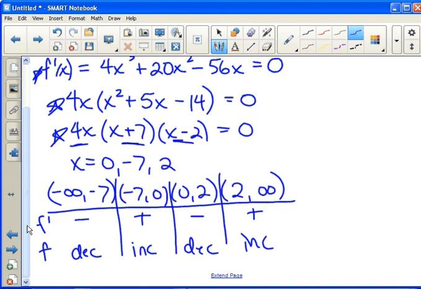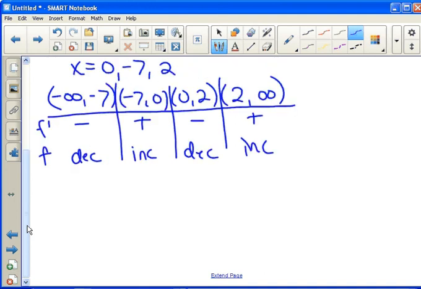Now we can use this same information to draw a quick sketch: decreasing, increasing, decreasing, increasing, and see that we have minimums at negative 7 and positive 2. Make sure you put x equals for those. And we have a maximum at 0.